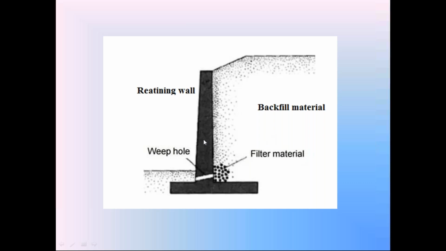The retaining wall is supporting the soil on the back side. This entire soil on the back side of retaining wall is called backfill material. This term backfill material is the soil behind the retaining wall. So it is the soil mass. Backfill material is the soil mass supported by the retaining wall.